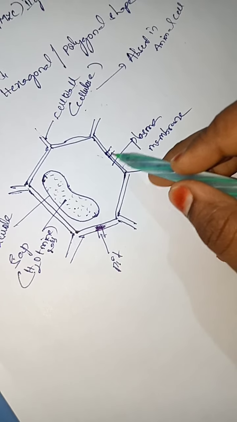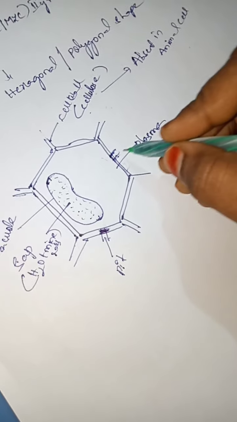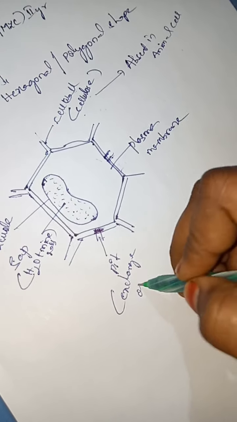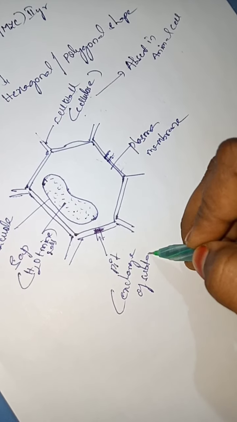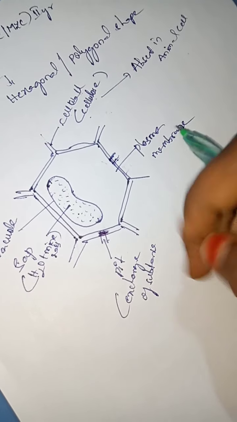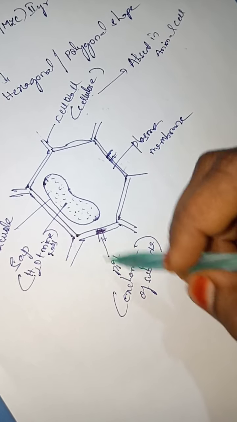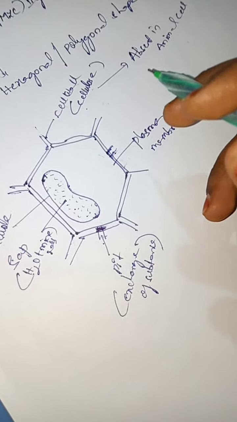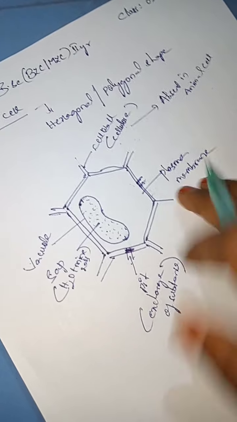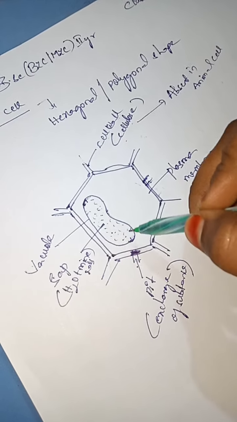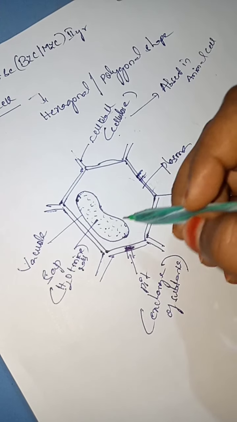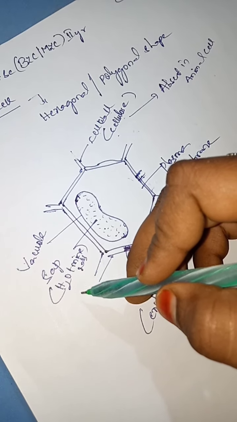Why are these pits present in the cell wall? Through this pit an exchange of substances takes place. Whatever important substances the cell requires will be exchanged through this pit to inside or outside. Hope you all understood. Now after this we have discussed the vacuole, which is a little bit bigger, and that vacuole is filled with sap consisting of water and minerals.